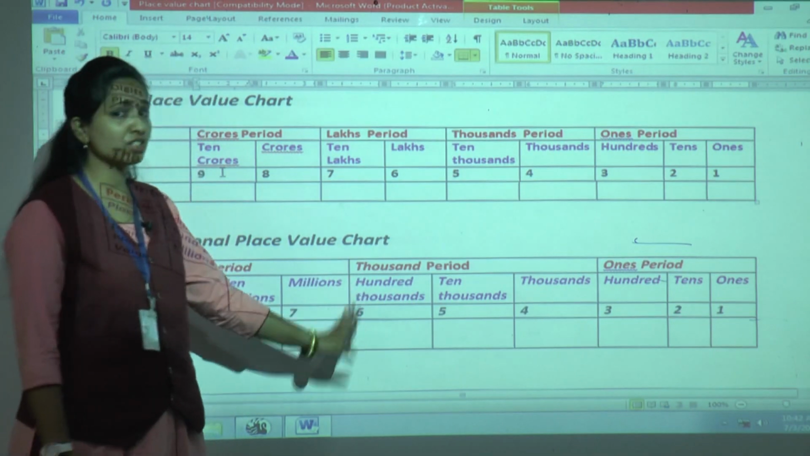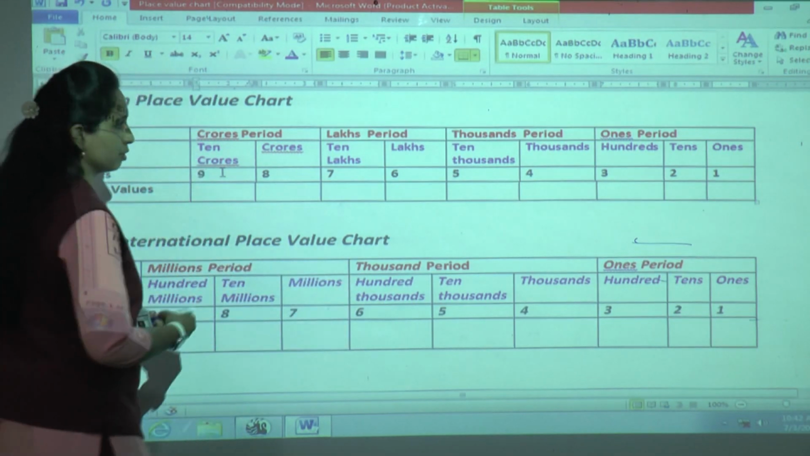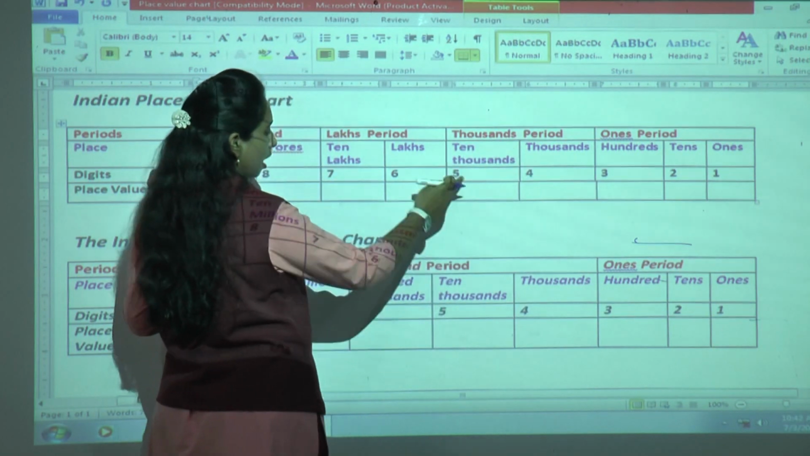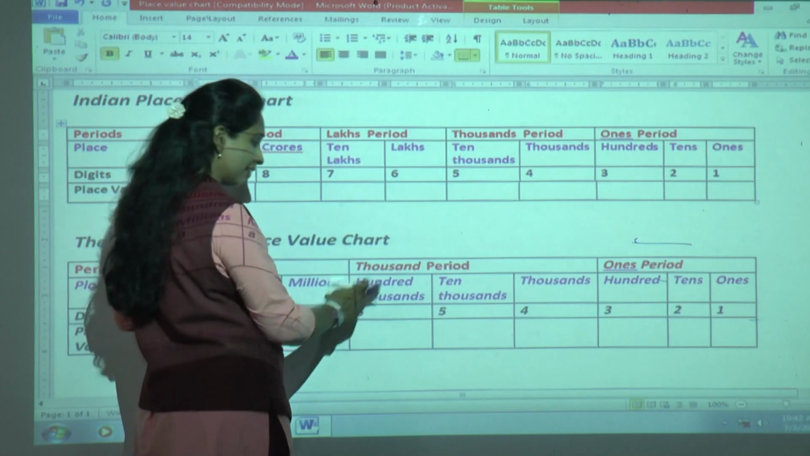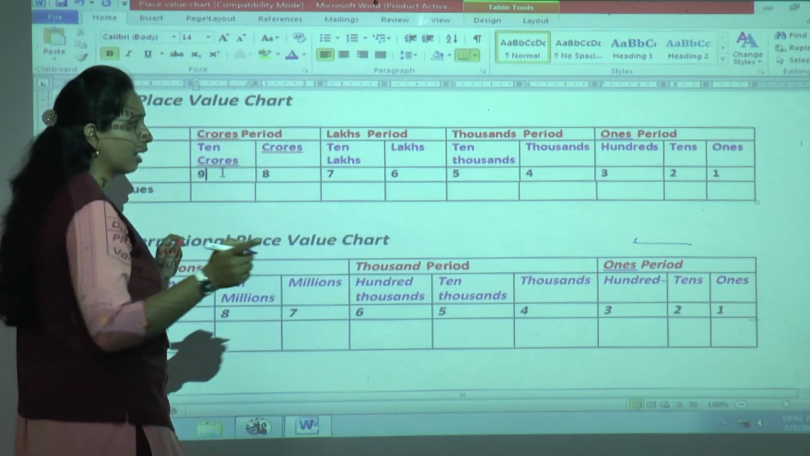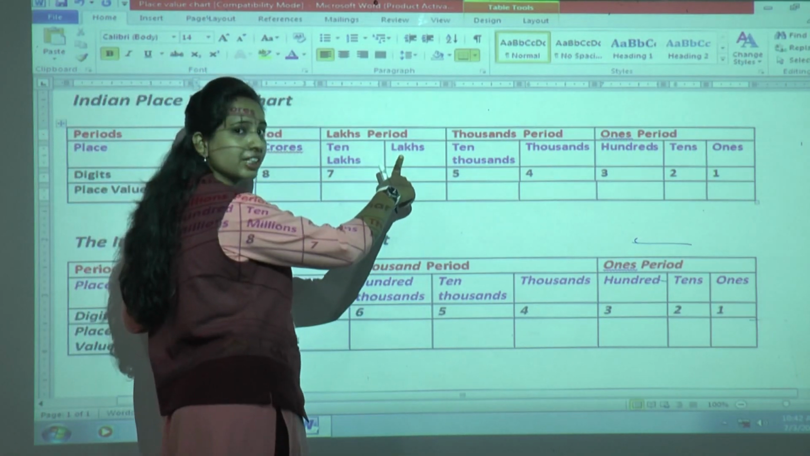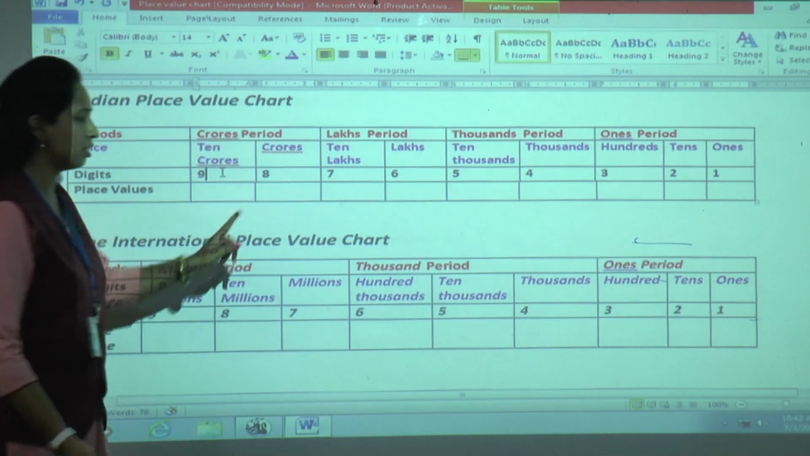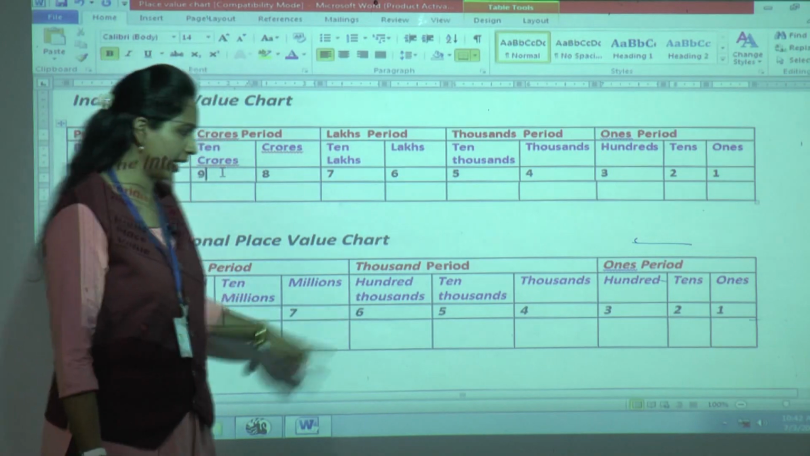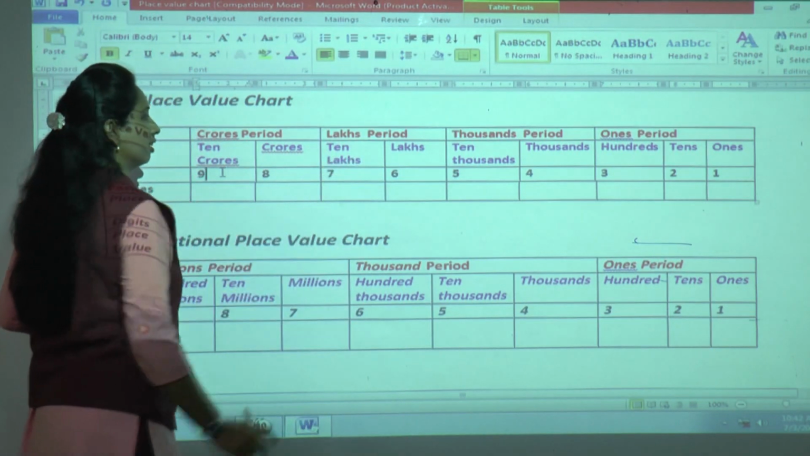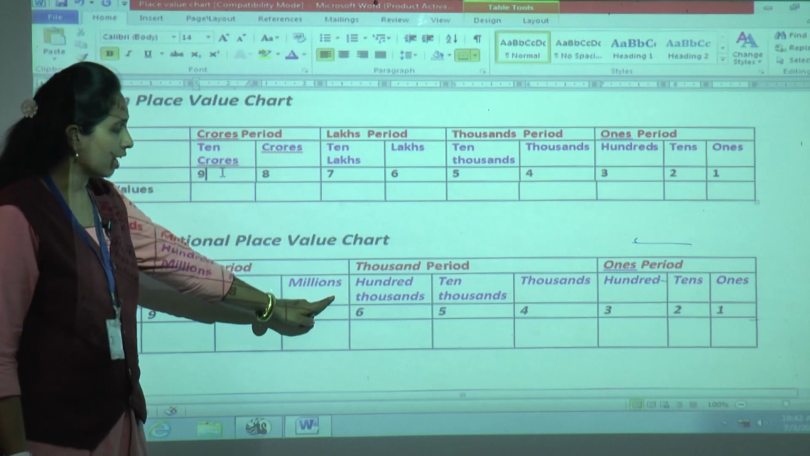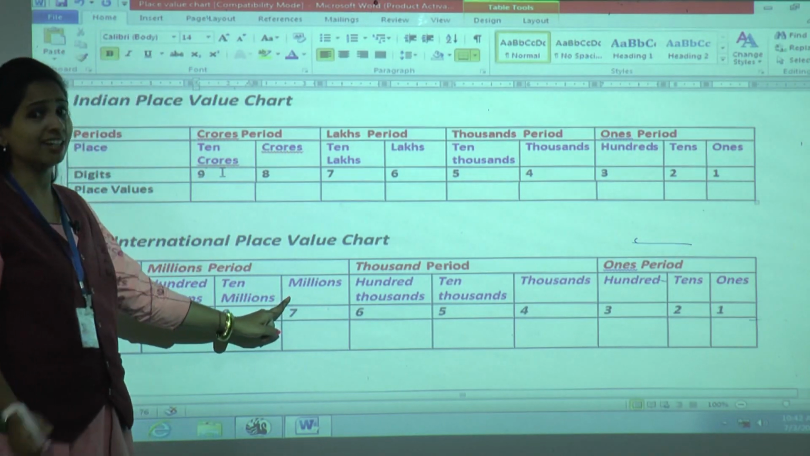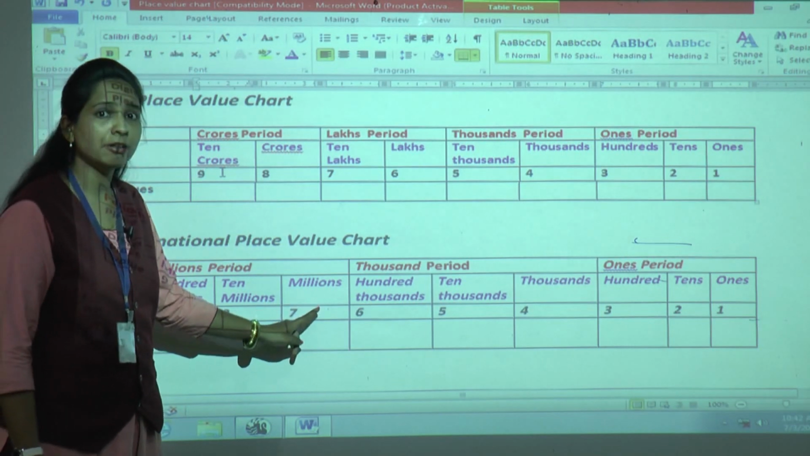See, exactly the change is happening here. I will tell you. Here 1000, here also 1000, 10,000, 10,000. But 100,000 means 1 lakh only. In Indian we have converted it into lakhs, but here in international we have to take it in the thousands period only. Then after lakh, 10 lakhs, we convert 10 lakhs into million. So, are you getting? 10 lakhs means 1 million.